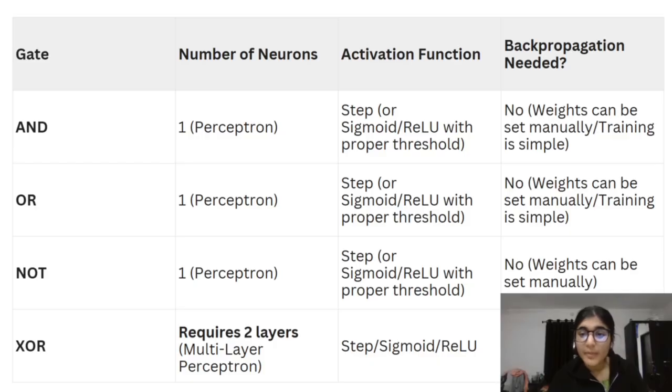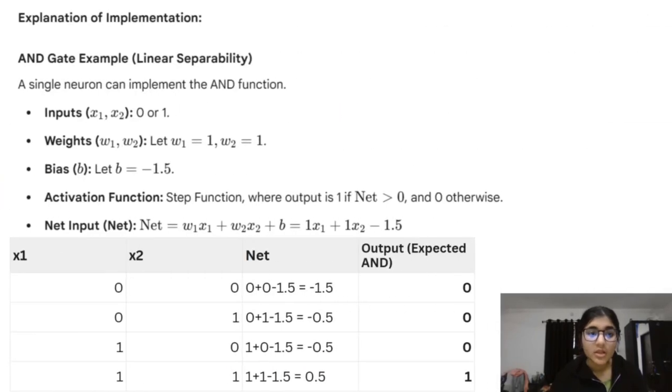Then for backpropagation needed: in AND it is not needed, in OR it is not needed, in NOT it is not needed, and in XOR it is needed because it requires training via backpropagation. Now the explanation of implementation.